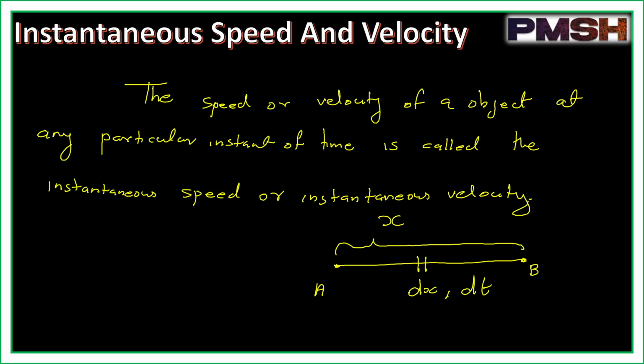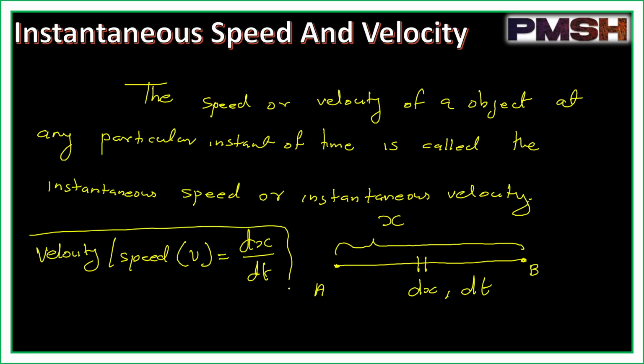Then how can you get the velocity? You get the velocity or speed, v, as displacement by time, right? So you are considering an instant. Instant means the displacement is very small and the time taken to cover that small displacement is very small, that is dt. So it is dx by dt. So I hope the equation is clear. The equation is v is equal to dx by dt.